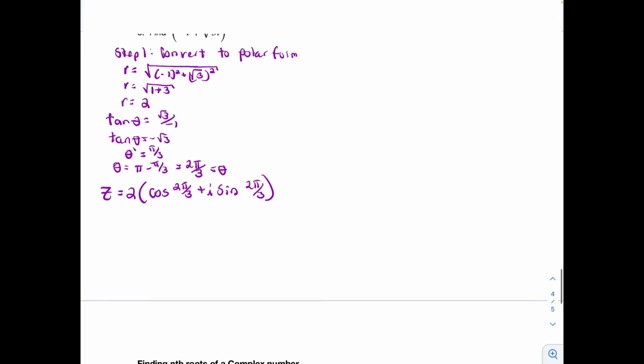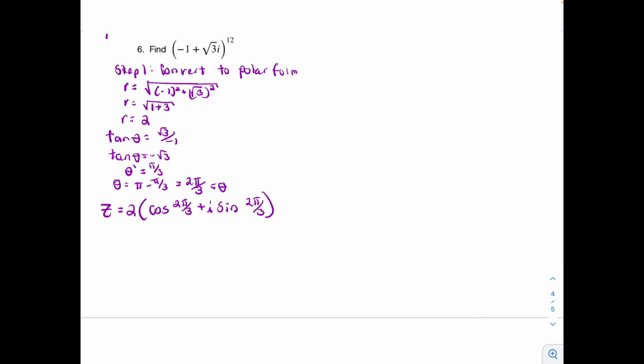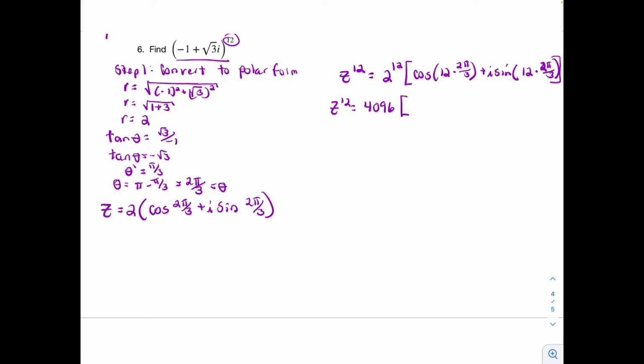Okay, so now I have my complex number written in polar form. I can use de Moivre's theorem to find z to the 12th. And so that's going to be equal to our radius, which is 2 to the 12th, times cosine of 12 times our angle of 2 pi over 3, plus i times sine of 12 times 2 pi over 3. Now 12 times 2 pi over 3 is equal to 8 pi, and 2 to the 12th is equal to 4,096.